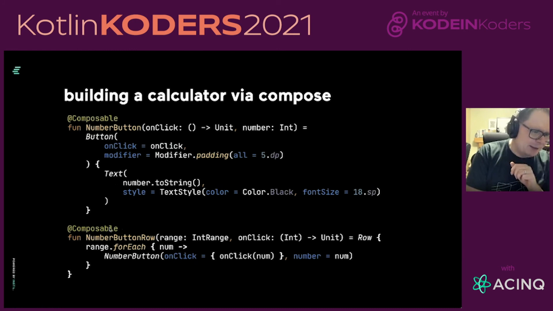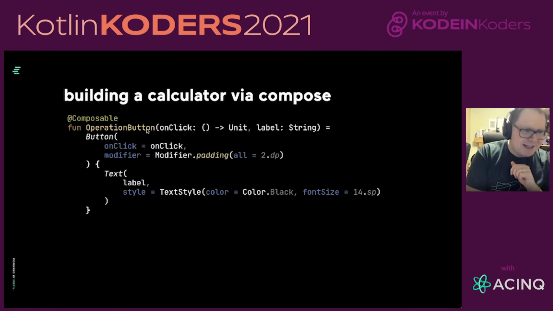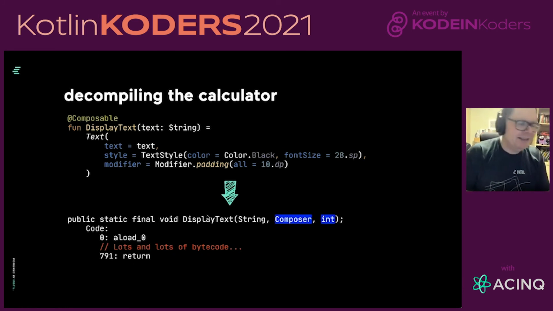And then we want to put those in rows. So we'll have a component for that. And we want to put the rows into columns. So we'll have a component for that. And then we want to have a component for an operation button. So this is a button that's going to have plus, minus, divide, whatever, and perform the appropriate operation whenever you click on it. And then we want to put those in columns. So we'll have a widget for that as well, an operation button column. And you see there the different operations that we're going to have. So easy peasy. So let's say we decompile this, and let's see what happens.